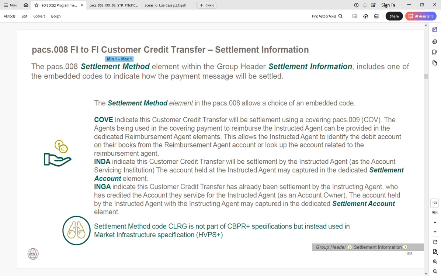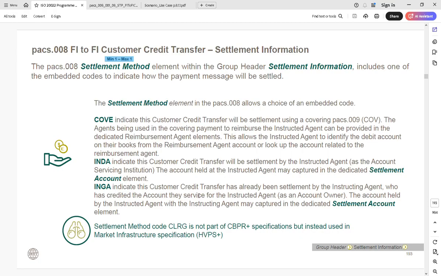Clearing is not allowed in the CBPR guideline, CLRG clearing. Clearing is only allowed in high value payment systems, when you are sending payment between the same currency and the same country. At that time, high value payment system we are going to concentrate. So first of all, INDA instructed agent, INGA instructing agent, and the account reliance with that will do the settlement of the payment. Okay, so these are the settlement methods: cover, INDA, and INGA. How that works, we'll see in coming slides.